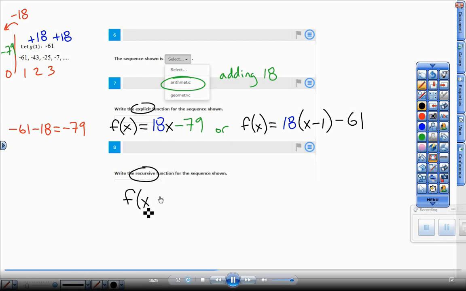The recursive form, f of x equals f of x minus 1 plus that 18, because I'm adding 18. A good sentence for this one would be to make sure if it's adding, you know it's arithmetic, or you could say when you find the equations, use the zero term to plug in if you needed to. Or you could say the recursive form always has this pattern, but then just adding the number at the end. So those are all key sentences you could write.